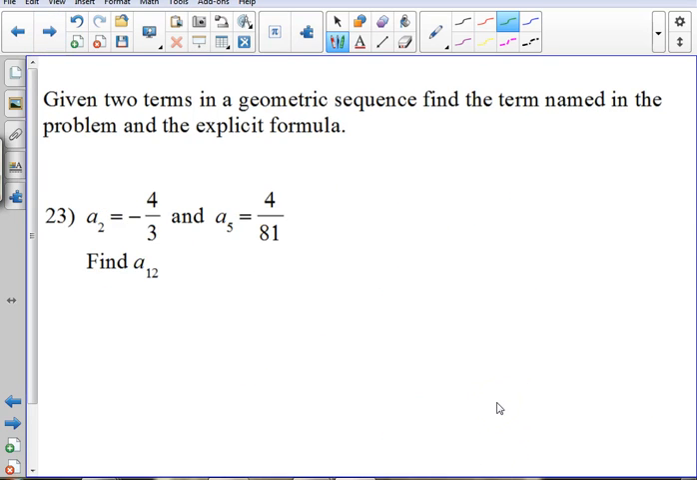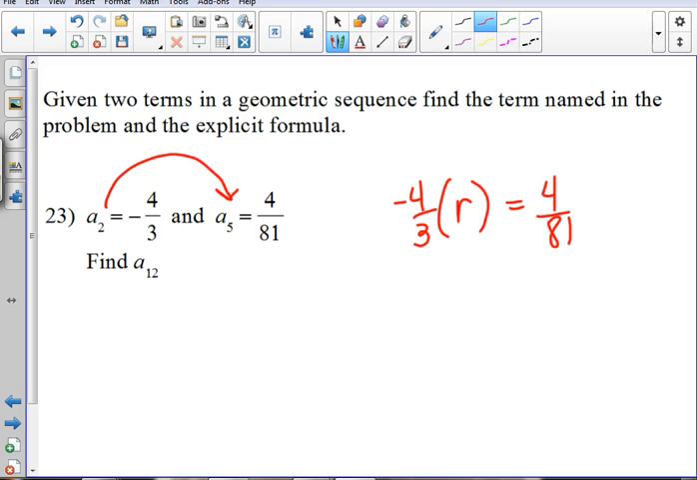Okay. What are we going to do this time? Negative 4/3 was multiplied by something how many times till it became 4 over 81? Does that make sense, guys? From 2 to 5. 2 to 3, it was multiplied by once, 3 to 4, 4 to 5, right? 3 times. Okay. So this is a cubed again.